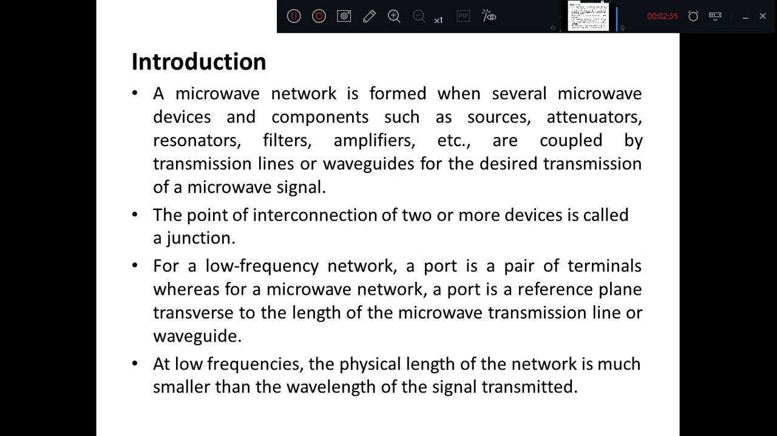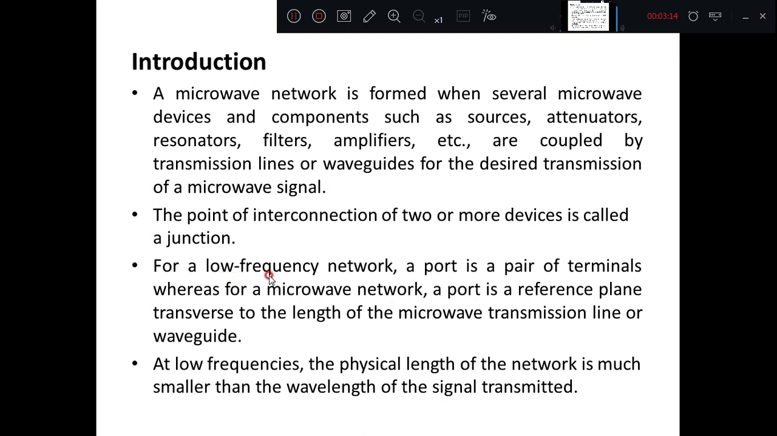A microwave network is formed whenever several microwave devices and components, like attenuators, resonators, filters and amplifiers, are coupled together through transmission lines or waveguides for the required transmission of microwave signals, and such a network is known as a microwave network, right? The point at which these devices or components are interconnected is considered a junction.